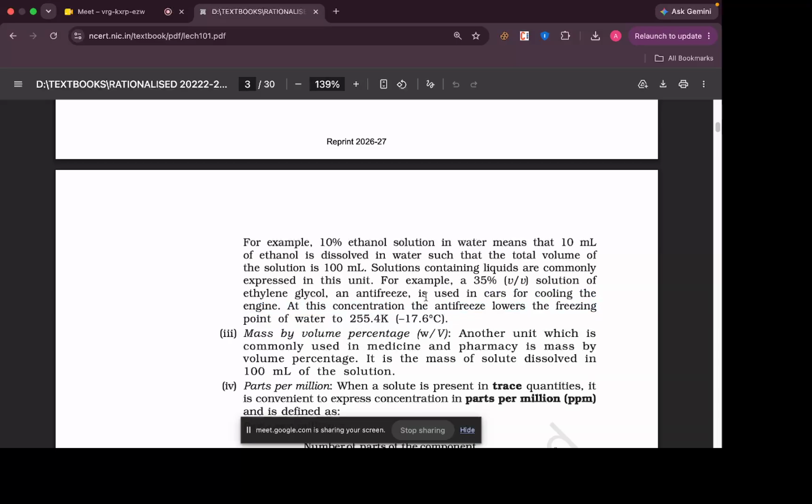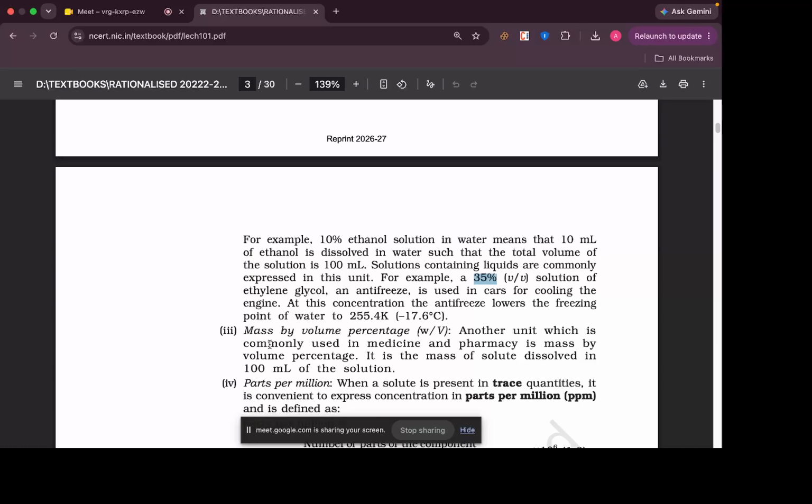At this concentration, the antifreeze lowers the freezing point of water to minus 17.6 degrees Celsius. So if you are too frustrated to remember the temperatures, please remember this. We know that below 0 degrees Celsius freezing comes. So minus 17.6, I will remember like minus 17, correct? Minus 17, if you multiply it by 2, you will get 35%. Done. Like this, you can use little tricks. If you multiply this by 2, you will get around 35.